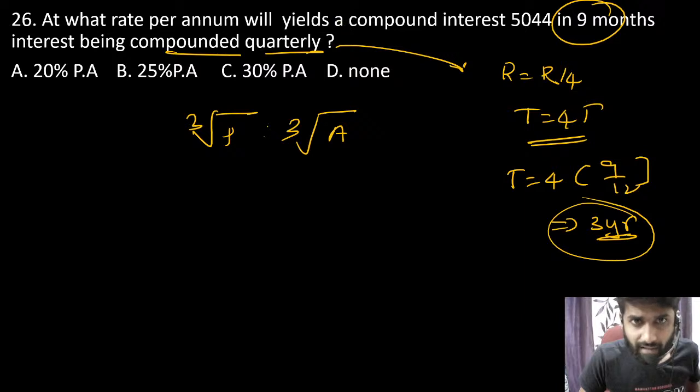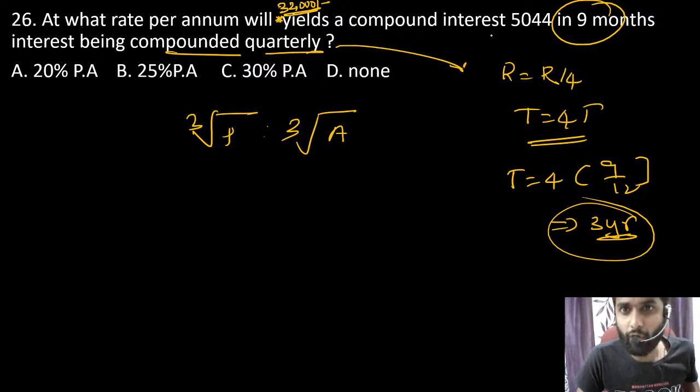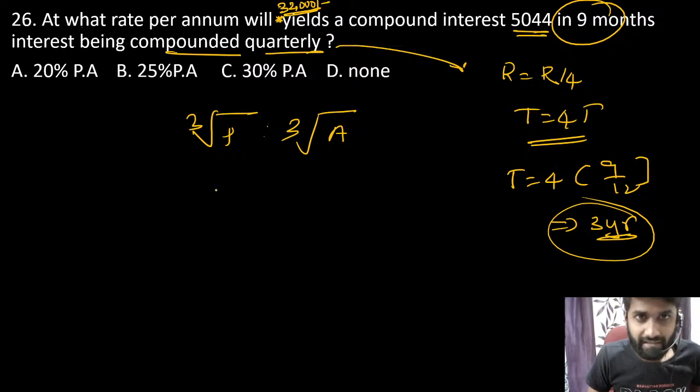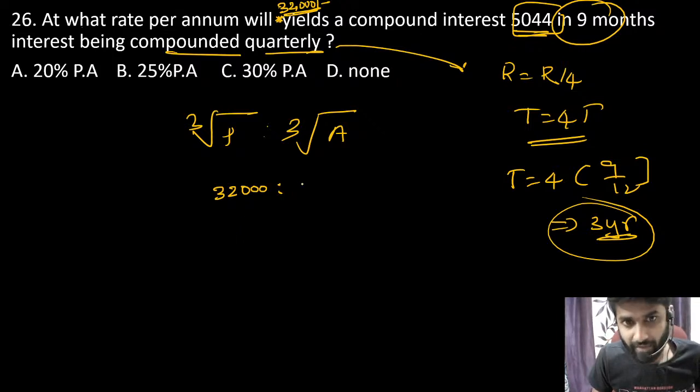Guys, just wait. What rate per annum will rupees 32,000 yield a compound interest of 5044 in 9 months, interest being compounded quarterly? I forgot to take this value, guys. Here the principal is equal to 32,000 and the interest is equal to 5044. The total value becomes, why? Because amount means including interest. So 37,044.